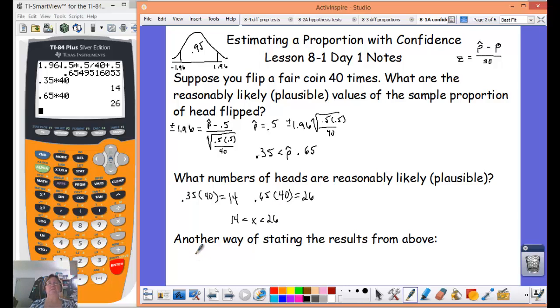We want to talk about a couple of different ways of saying the same thing, maybe in the way that a news article would report a survey. That is, we know that 50% plus or minus 15%, if you think about that, that's true. 50% is the center of this interval, and this is 15% lower, that's 15% higher. 50% plus or minus 15% of 40 flips should be heads.